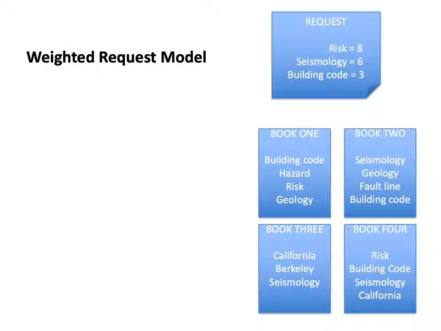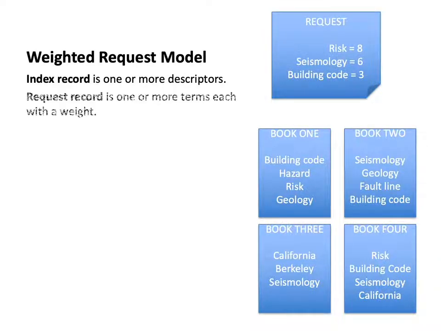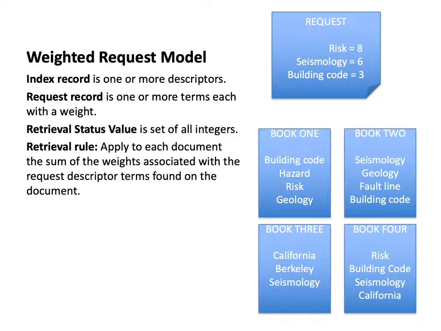The things we're looking at here: index record, one or more descriptors; request record, one or more search terms, each with a weight; retrieval status value, set of all integers. The retrieval rule, a little more complicated, applied to each document the sum of the weights associated with the request descriptor terms that are found on the document. So let's run through that because it is a little complicated sounding. Fairly simple in practice, complicated sounding.